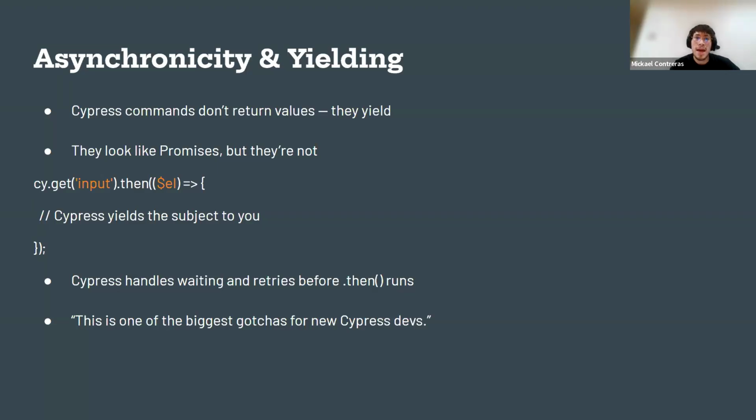So if you want to work with the actual DOM elements Cypress found, you have to use .then. Cypress will wait for the element to exist, retry if needed, and only then will it pass that element into your .then callback. This pattern is part of what makes Cypress so powerful. It keeps your test stable without you manually managing async flows. But it's also one of the things that trips people up the most. So, rule of thumb: never assign Cypress command results to variables. Always use .then when you need to access the value.